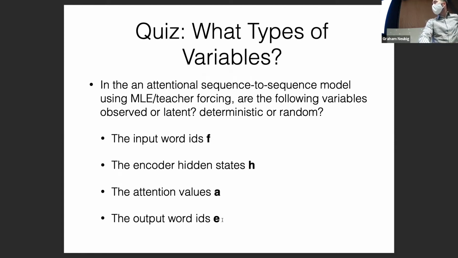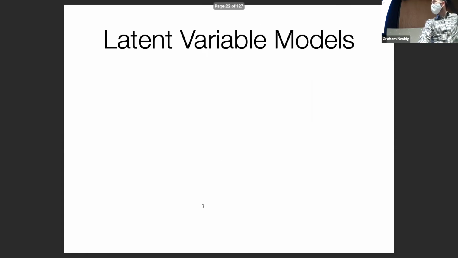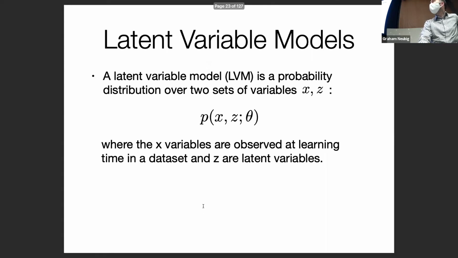So this is what we know so far. And if we talk about latent variable models, a latent variable model is a model that induces a probability distribution over variables. Usually when we talk about a latent variable model, the X variables are observed at learning time in a data set, and Z are latent variables. But all of these variables are random variables. And there are also other varieties of latent variable models where you have deterministic variables that are observed at training time.